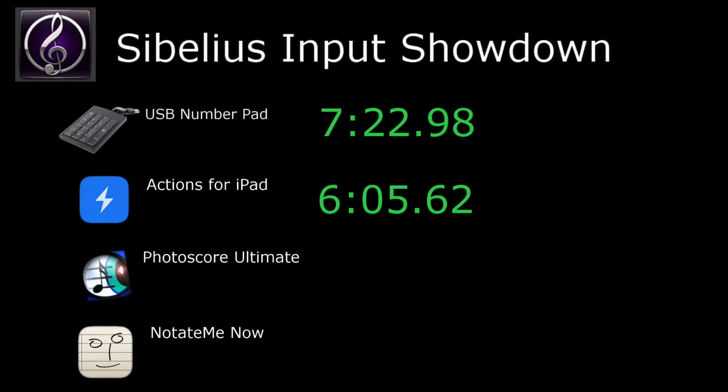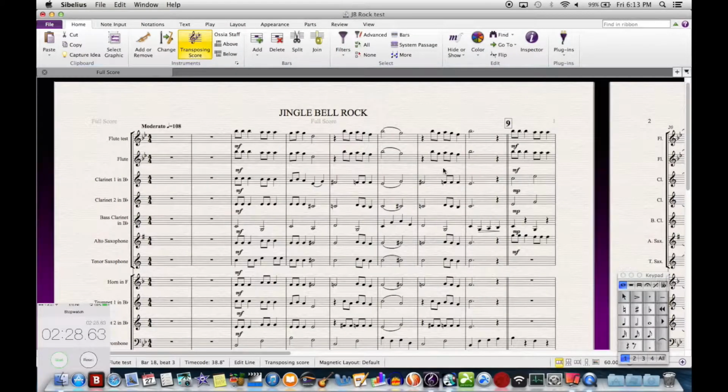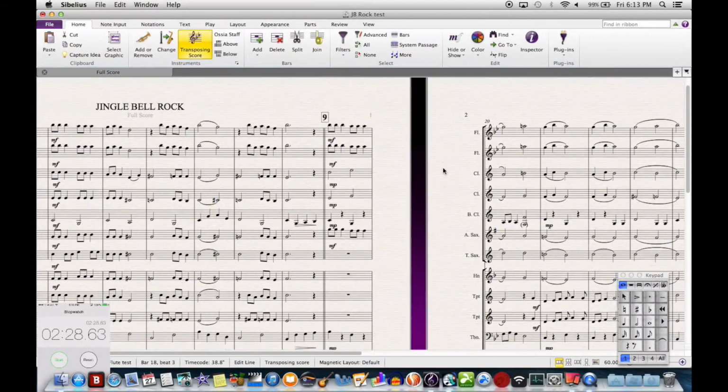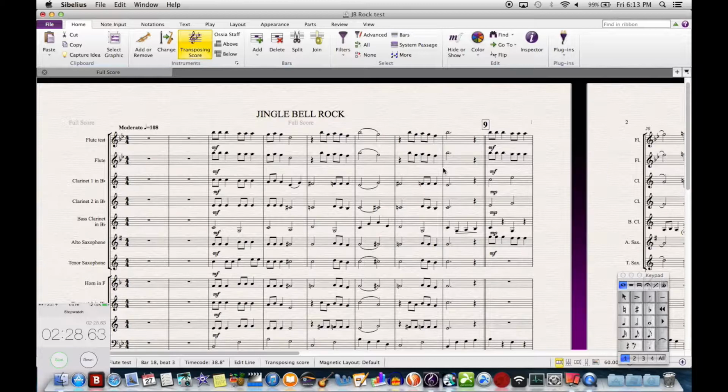Photoscore clocks in at 228.63, which is miles ahead of the other two input methods so far. This score is pretty simple. Photoscore did a quick and pretty accurate job in it. No tuplets, no fancy markups, so I'm pretty happy with Photoscore in this instance.